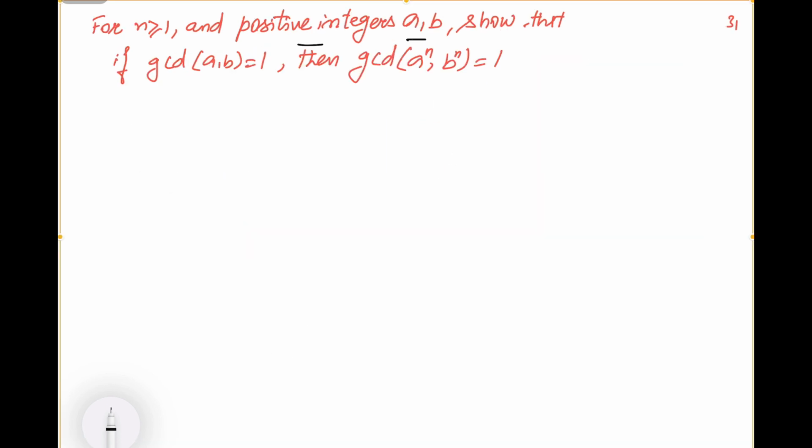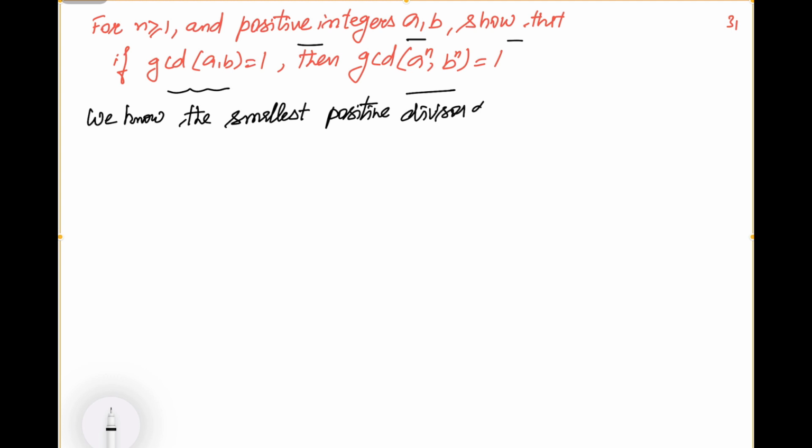Positive integer a and b, show that if GCD of ab is 1, then GCD of their nth power is 1. We know the smallest positive divisor of any integer is prime.